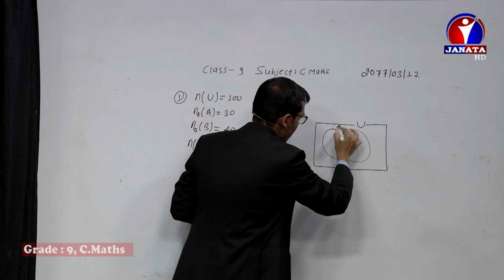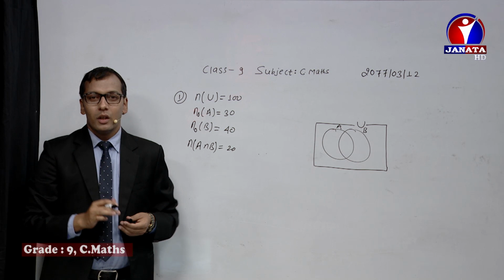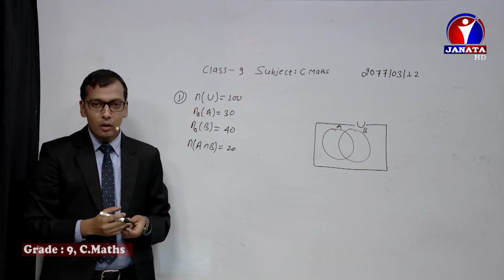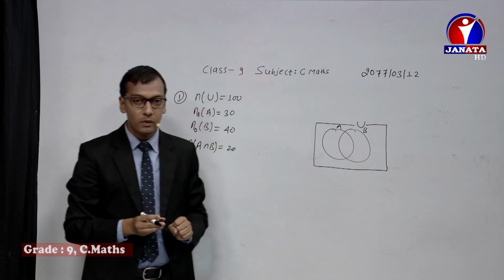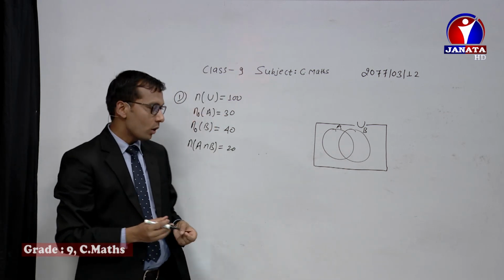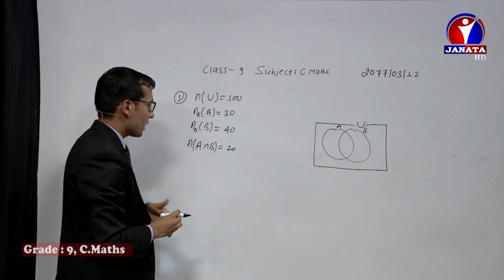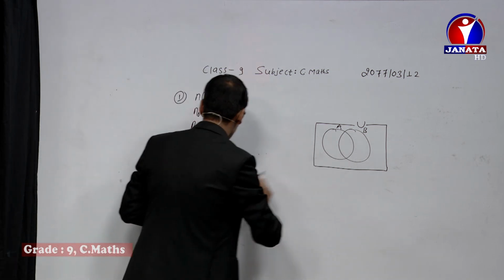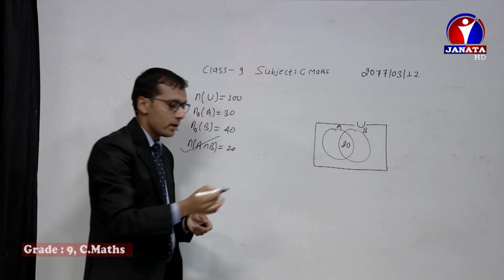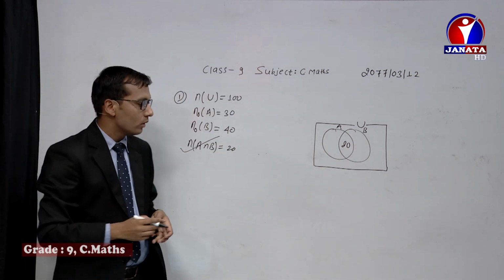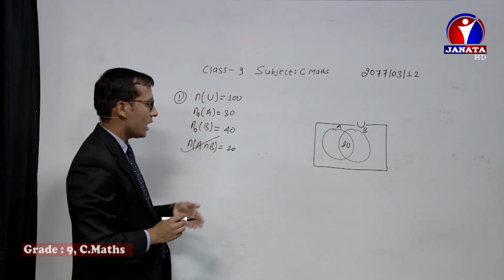So there are two sets A and B. While inserting the numbers in the diagram, we start from the intersection part of the Venn diagram, from the common region that is called A intersection B. So what is the cardinal number of n of A intersection B? It's 20. So let's insert 20 in the common region, because we start filling the diagram from the intersecting region of the two sets A and B.